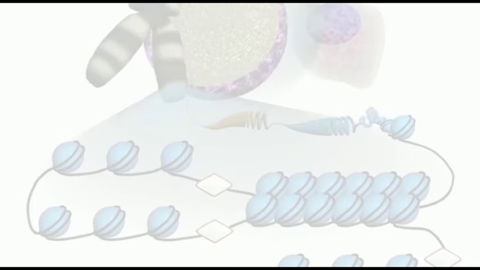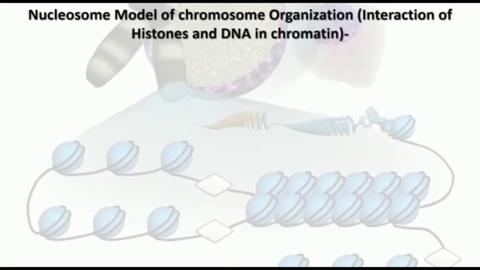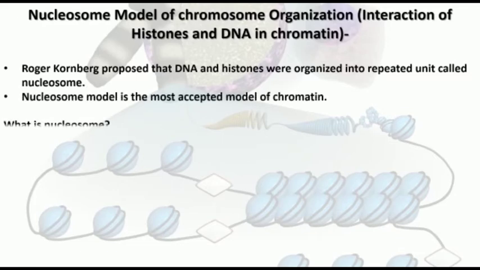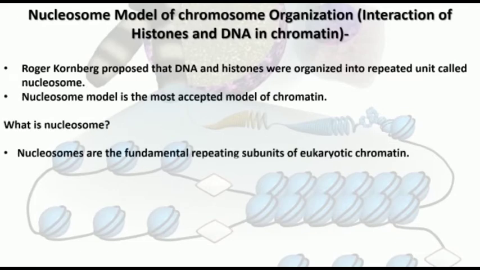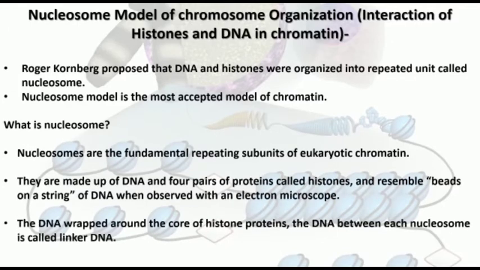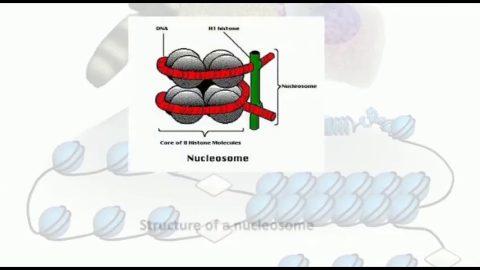There are several models which stated the organization of genetic material of a eukaryotic cell, but among all of them, the more accepted model of chromosome is the nucleosome model. Roger Kornberg proposed that DNA and histones were organized into a repeated unit called the nucleosome. Nucleosomes were first observed as particles in the electron microscope by Don and Ada Olins in 1974, and their existence and structure as histone octamers surrounded by approximately 200 base pairs of DNA were proposed by Roger Kornberg.